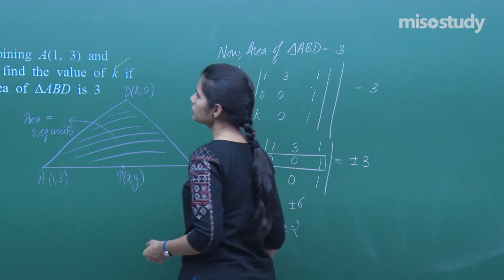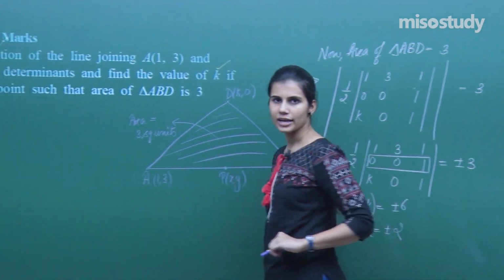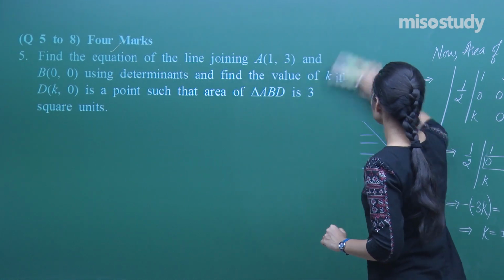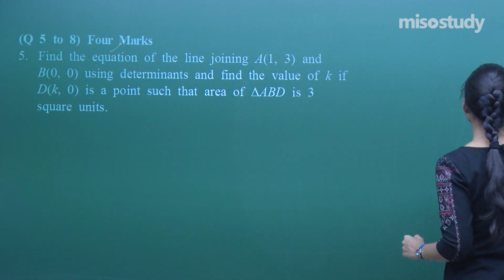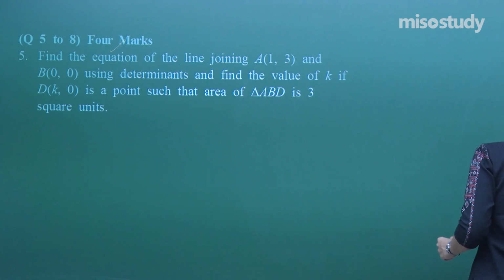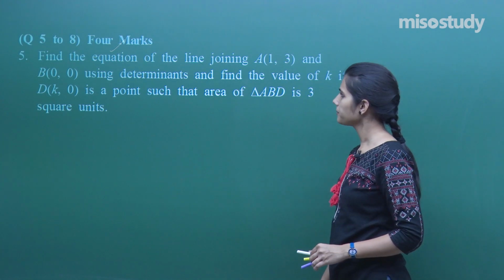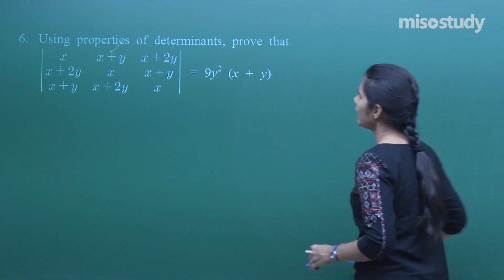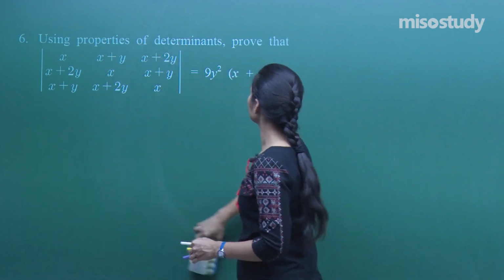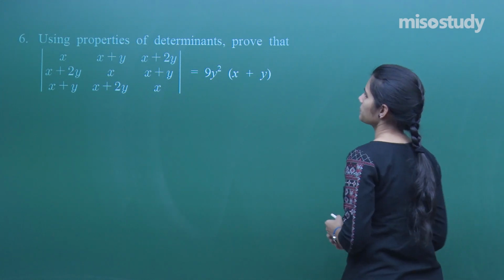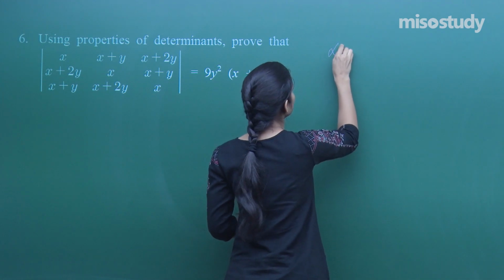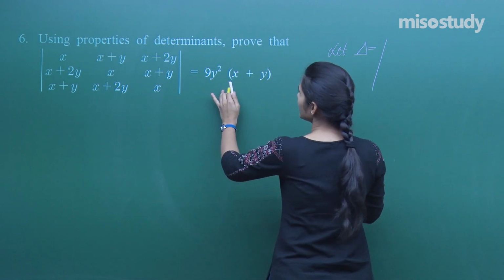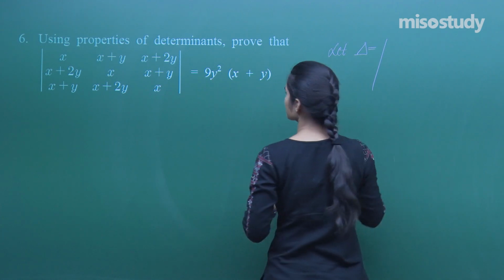So it is for k equals plus minus 2 that the area of this triangle is equal to 3 square units. Understood? That's how you tackle this question, having two parts. One is the equation, other is the value of k. Going to the next question, we have using properties of determinant, prove that the value of this particular determinant is equal to 9y square times (x plus y). Let's write the value as del of this determinant, and then we have to prove that this del is equal to 9y square into (x plus y).